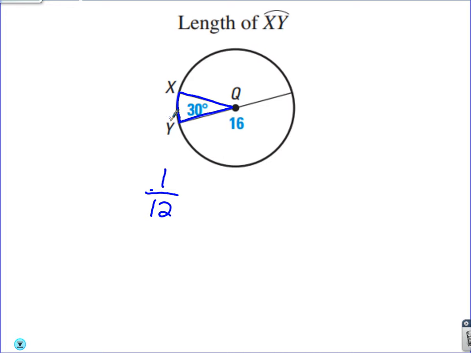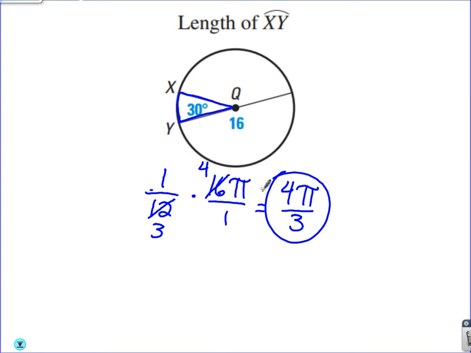1/12 of the entire circumference. What is the circumference of this? 16 pi. Pi times diameter. 1/12 of that you could reduce. That gives you a 4 and a 3. That's going to be 4 pi over 3. And you could actually multiply that together. 4 times 3.14 divided by 3. 4.18. So we said 4.18.